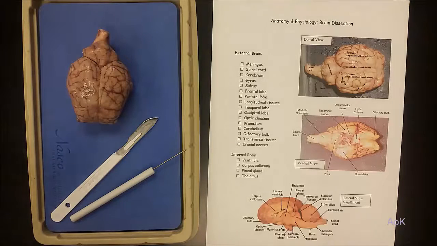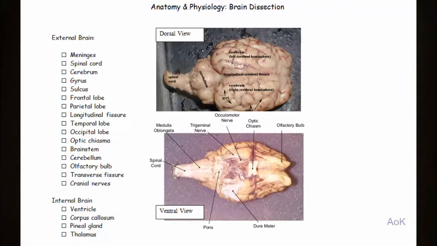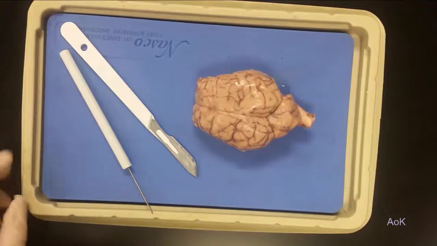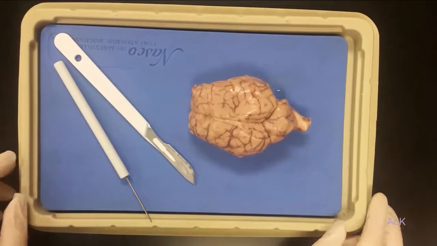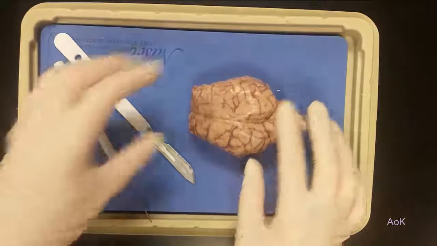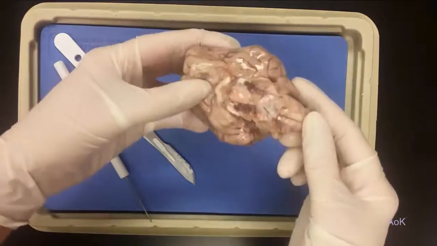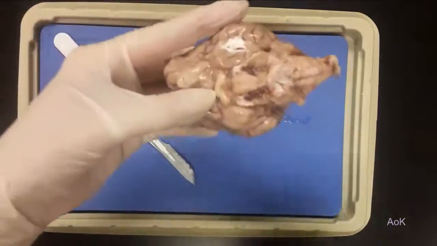In this video, we're going to do a sheep brain dissection, and I will point out a variety of external and internal brain structures. Let's start with the meninges. The meningeal layers are three layers that protect the brain. They're the dura mater, the arachnoid mater, and the pia mater. On this brain, the meninges have mostly been removed already, but you can still find some remnants on the bottom.